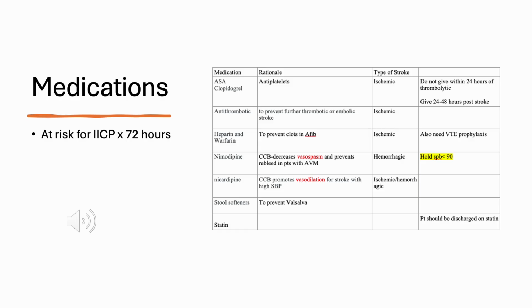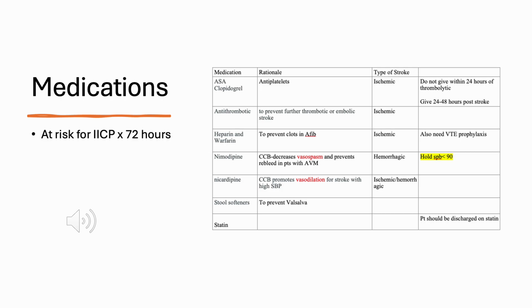Now there are certain medications that patients with strokes get. Aspirin and clopidogrel, the antiplatelet medications, are given to patients with ischemic strokes only, and you don't give them within 24 hours of the thrombolytic. So they would get them 24 to 48 hours post-stroke. Antithrombotics, like your TPA, would be given to patients with ischemic stroke, so they've already had a CAT scan, and they're going to be on bleeding precautions. Remember, the interventions for thrombocytopenia are the same interventions for antithrombotics.